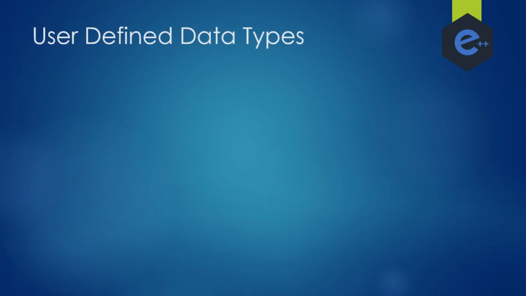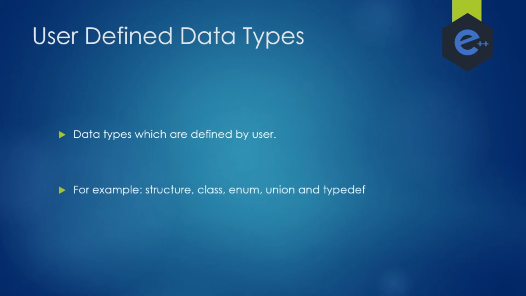Now we will see user-defined data types. User-defined data types are data types which are defined by the user. For example, structure, class, enum, union, and typedef. We will learn them in detail later.